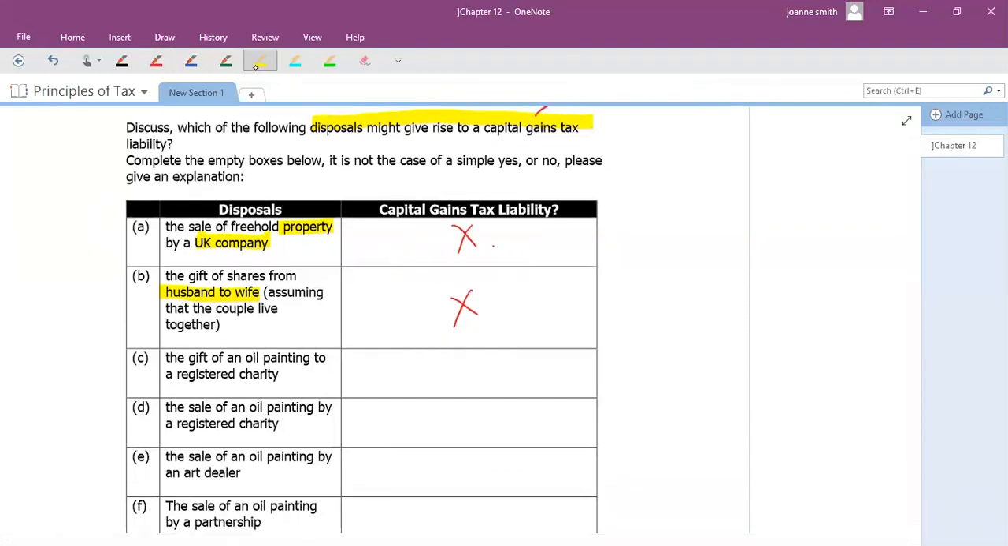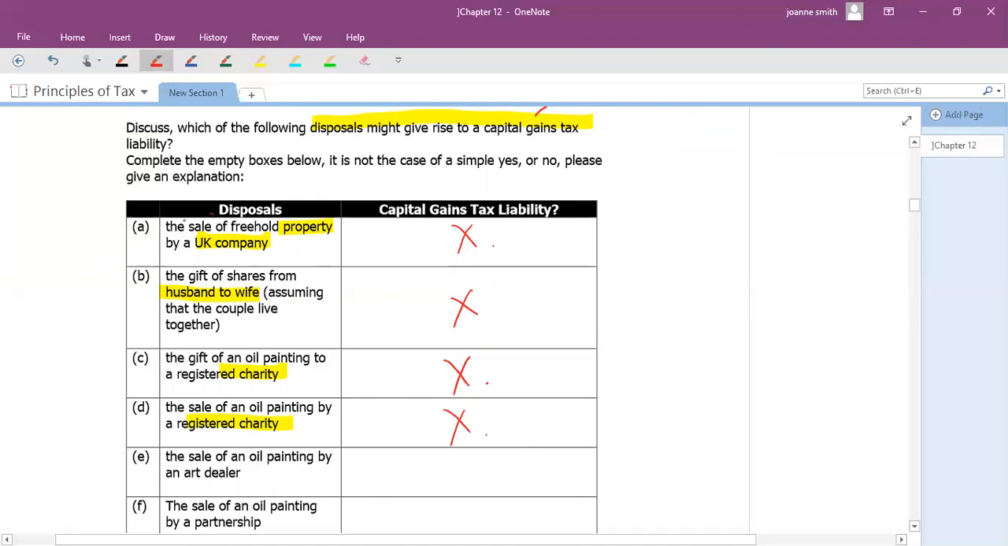Then we've got a transfer to a charity. Charities are also exempt. They do not pay any tax. The same would apply for D. We're dealing with a charity. So all of those first 4 would not be subject to tax. And let's be clear, it's not the type of transaction, it's not the type of asset that's making it exempt, it's who is making the disposal.